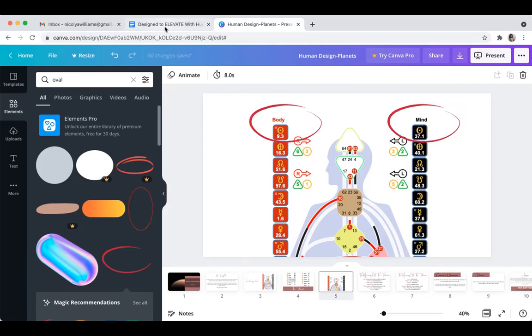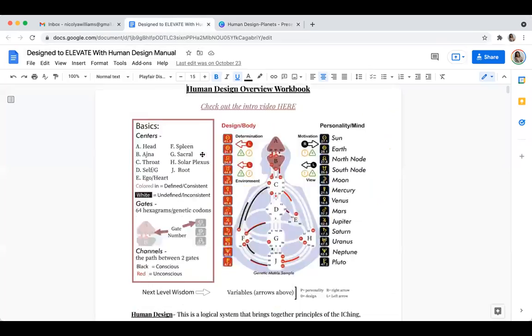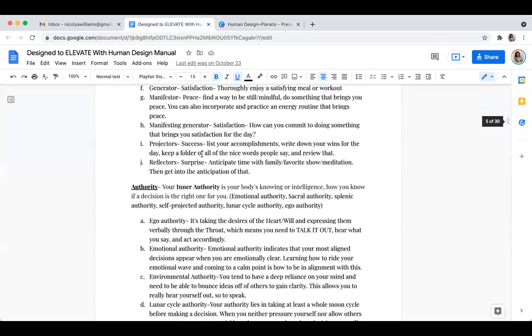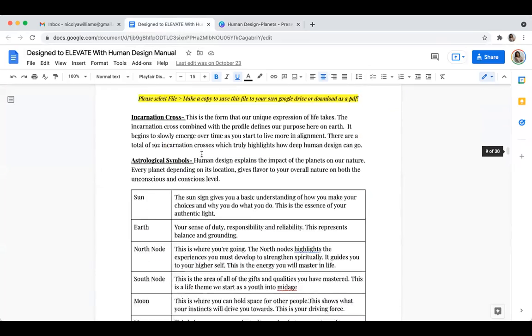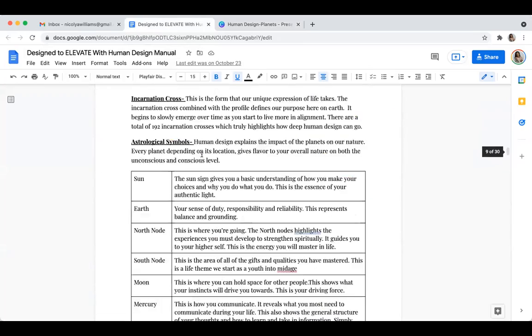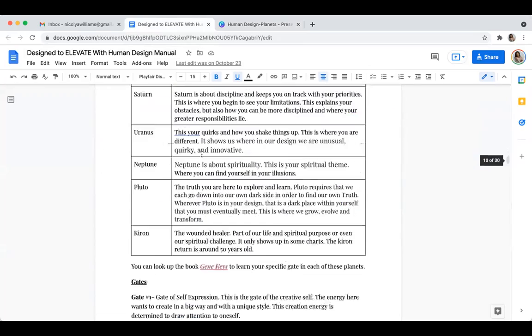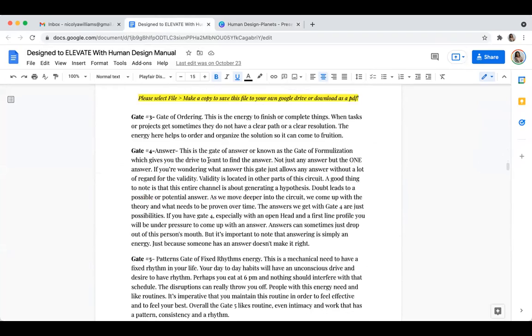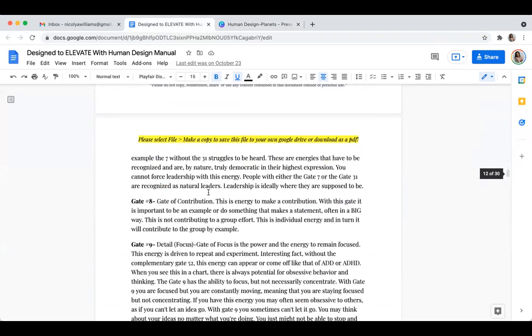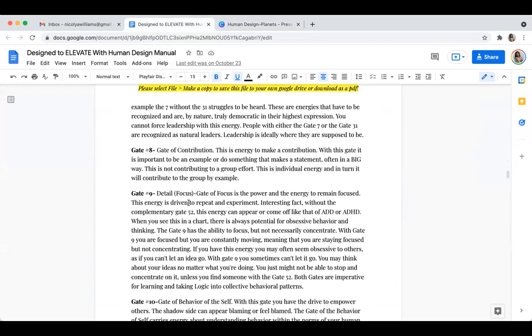So if you look at your Designed to Elevate workbook and you scroll down, this is like your manual, and this also tells you each of the planets, the symbols and the planets. So 9 is one of them. So let me go to gate 9. Gate 9 is the gate of detail.